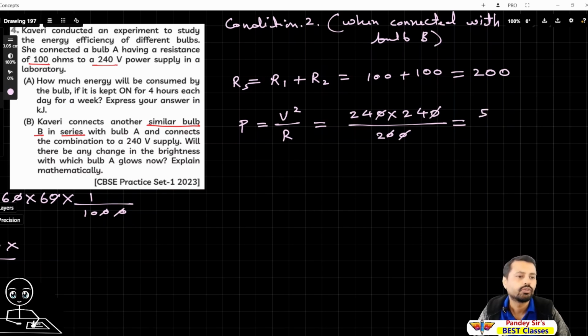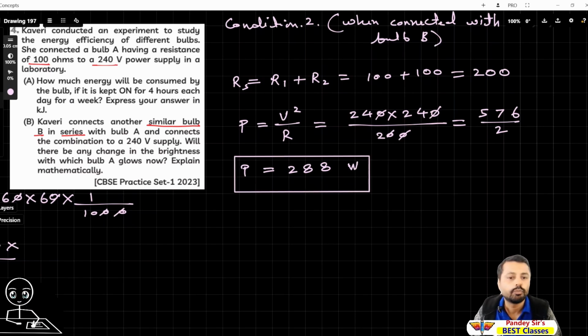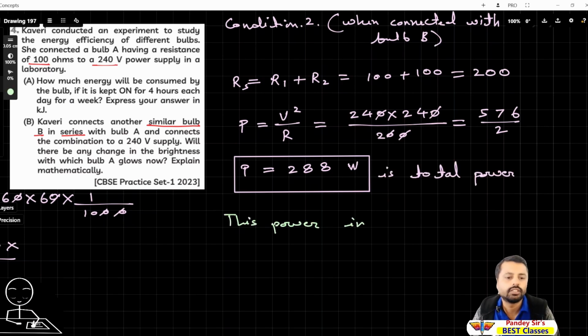So this time we'll get 576 by 2, and 2 4s are 8, 2 8s are 16. So we are getting total power 288 watt in the complete connection. Now power has been substantially decreased, but this is the total power. Now this power is divided into both the bulbs.